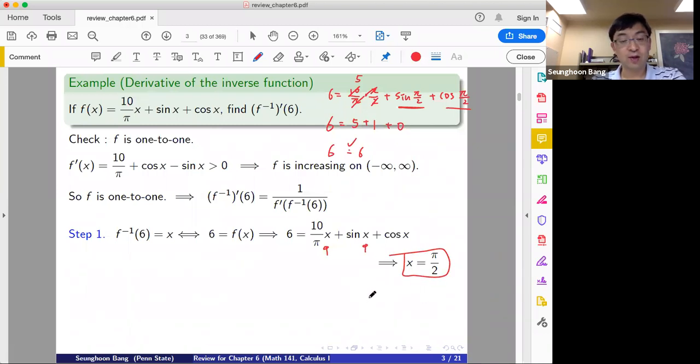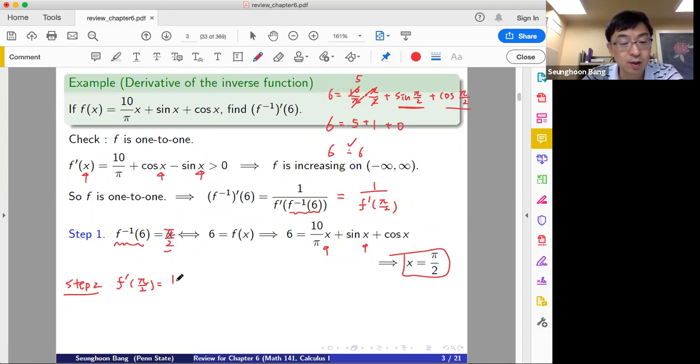This one. The next, you can plug x equals pi over 2 into here. What does it mean? Inverse of f of 6 is pi over 2. You plug into here, so we have 1 over f prime of pi over 2. So what's step 2? Step 2 is you need to find f prime of pi over 2. You can calculate f prime of pi over 2. You plug pi over 2 into here.